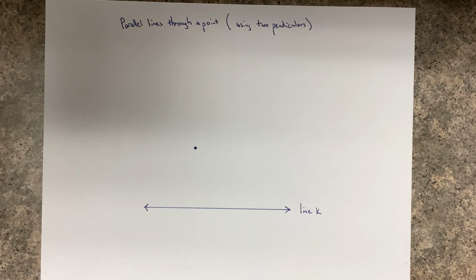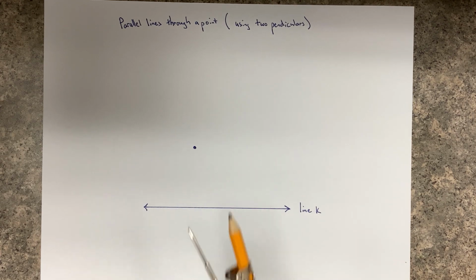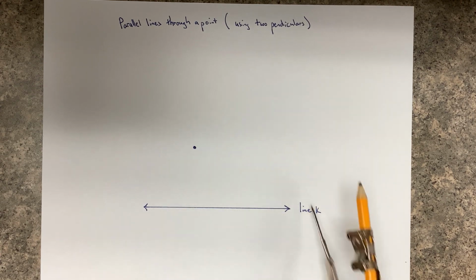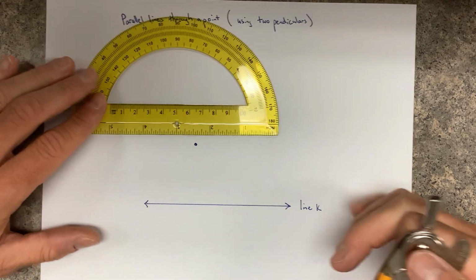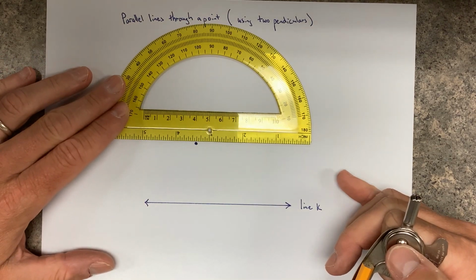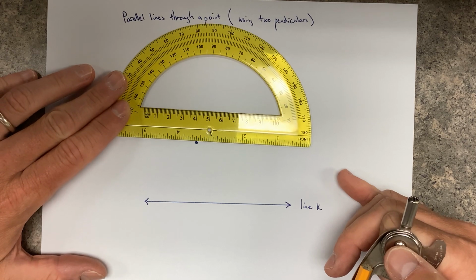I'm gonna construct a parallel line through that point. So I'm gonna make a line that's parallel to line K and goes through that point. Now, could I eyeball it? Sure. Probably something like that.